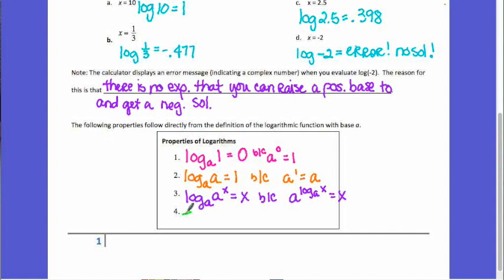Okay, the last one is if log base A of x equals the log base A of y, then, what this is saying is that if I have a log with a base and then the argument here, and a log with the same base and a different argument here, then the arguments have to be equal to each other. X has to equal y. Now that only works when you have one log equal to one log. If you have more than one log on one side of an equation, then you're going to have to do some other stuff first, and we'll get to that in a little bit.